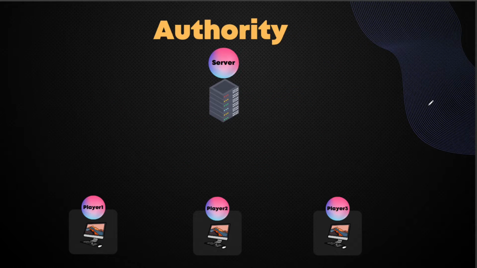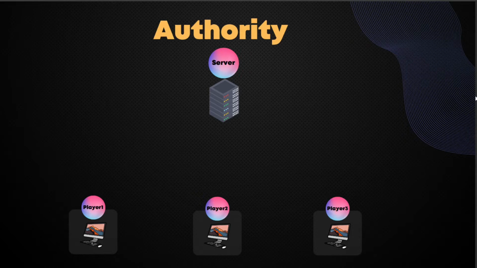Now let's talk about a concept called authority whenever we're talking about the client server model. And the idea is the following. You don't want the players to be able to cheat or break the game and do things that are illegal, because now you have a lot of different players playing on the same game, and you need a way of ensuring that everything is working properly.